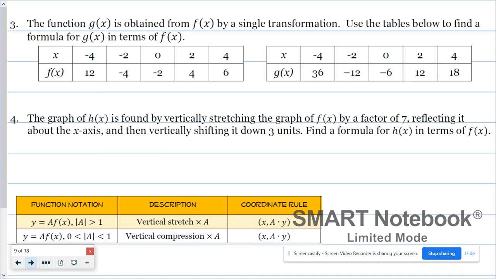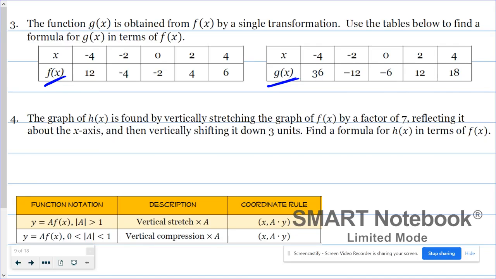So in problem 3, it says the function g of x is obtained from f of x by a single transformation. So this first table is f of x, the second table is g of x. We want to use the tables to find a formula for g of x in terms of f of x. So what do you notice? What's changed? So the y values have changed. The x values haven't changed at all.